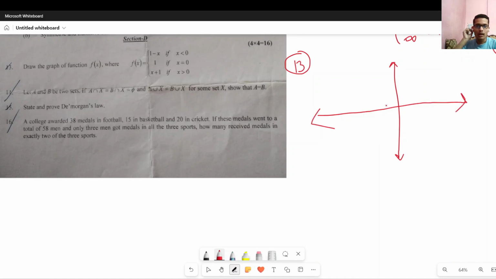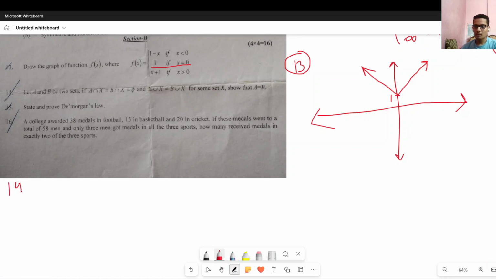All right. When f(x) equals 1, if x equals 0, f(x) equals 1 when x equals 0. So x equal to 0 will be here, and f(x), that is the value of y, 1 will be here. That is the function lies like this. So this is the graph of this function. This is an example, miscellaneous example number 1 of your NCERT book, if I'm not wrong. Yeah, you must check it. Now the question number 14.